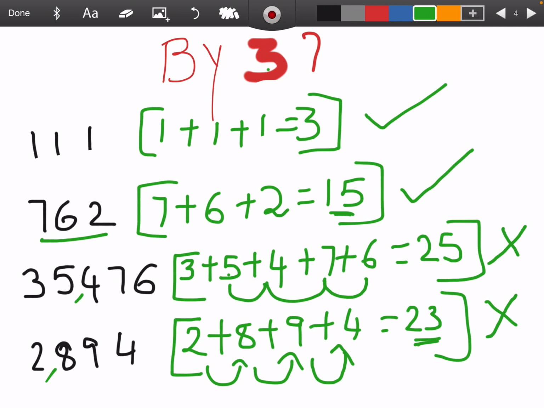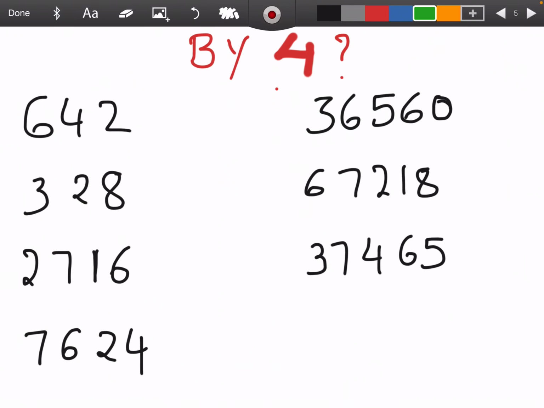So this is how you determine whether a number is divisible by 3 or not. Very simple and very quick, isn't it? Let's move on to the next rule.